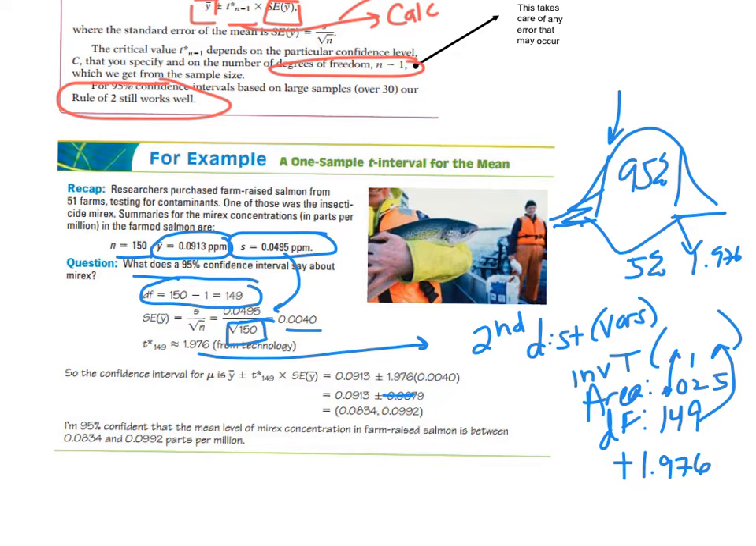So notice they take that number and they multiply it by your standard error, add it and subtract it from the original y bar, which is the mean, and you get your confidence interval. So you can say you're 95% confident that the mean level, notice they're saying mean, not proportion anymore, of Murex concentration in farm-raised salmon is between these two numbers.